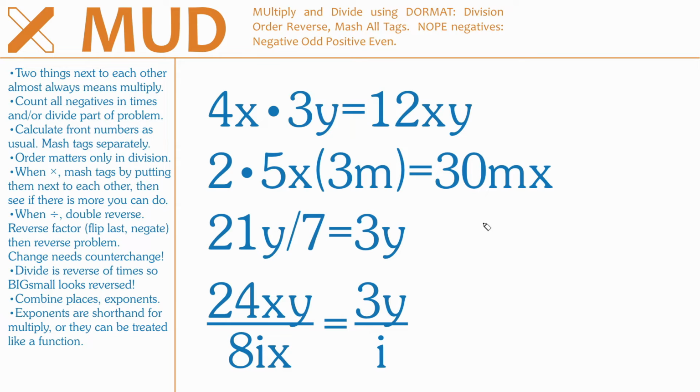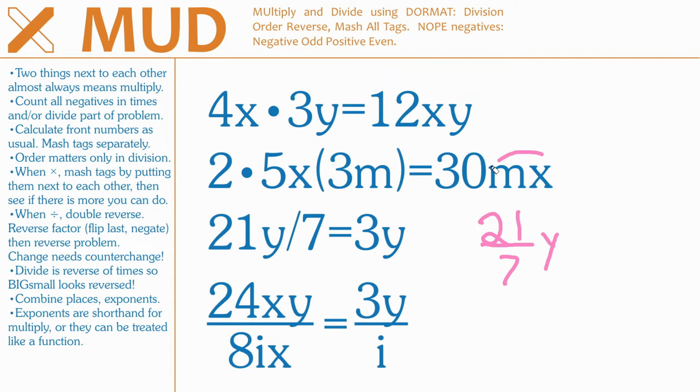And so here's another way of looking at it. 21 divided by 7 times y. Well, what is 21 over 7? That simplifies to 3. So you're mashing together. In a way, we're multiplying numbers, and we're able to get them to a single number.